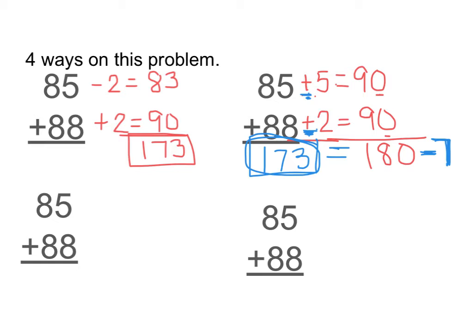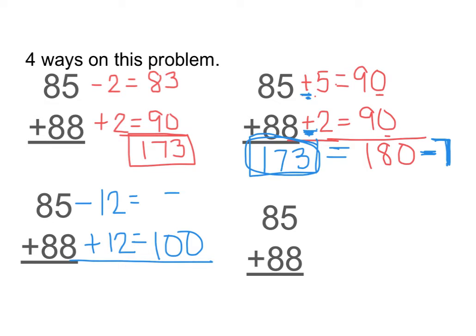All right, this time I'm going to add the partner to 100. So I'm adding 12, and I will subtract 12. So I have my 100 down here because I made it go to the next 100. And then 85 minus 12 equals 73. So 73 plus 100 equals 173. Notice I'm getting the same answer on every one.